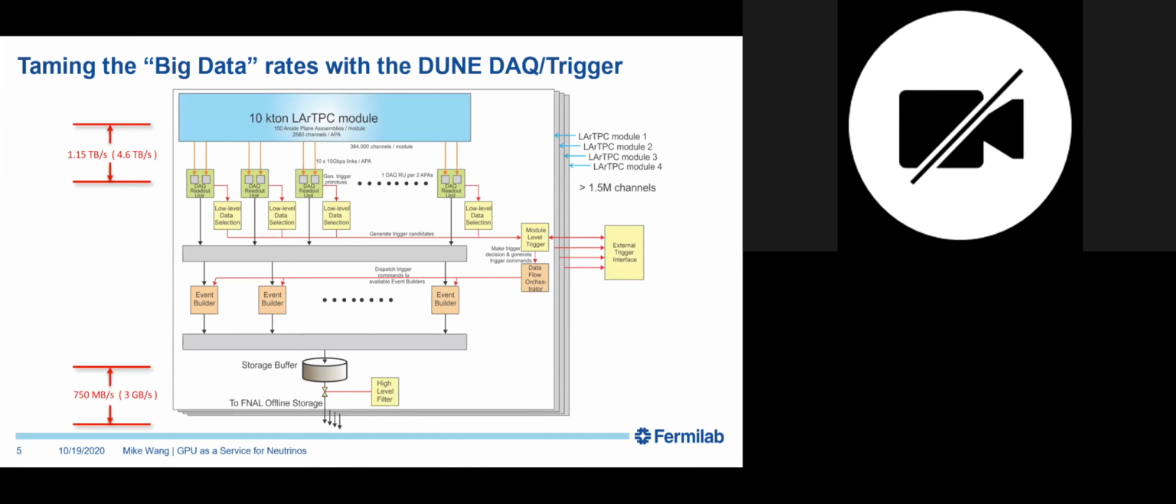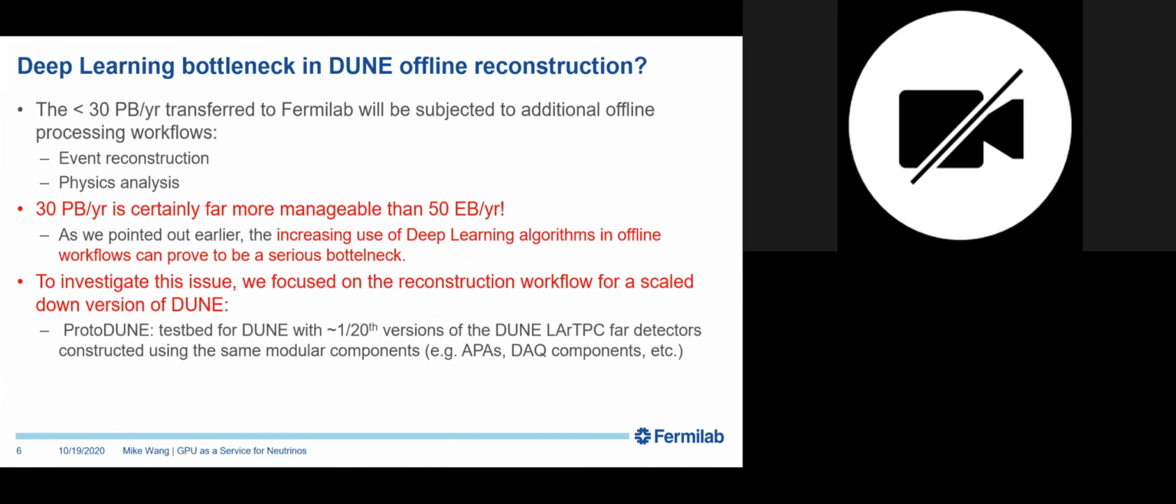For DUNE, the baseline trigger design is shown here. The input rate of 5 terabytes per second is reduced to 3 gigabytes per second. So even though 30 petabytes per year is a lot more manageable than exabytes per year, the increased use of deep learning algorithms in offline neutrino workflows can still prove to be a very serious bottleneck.